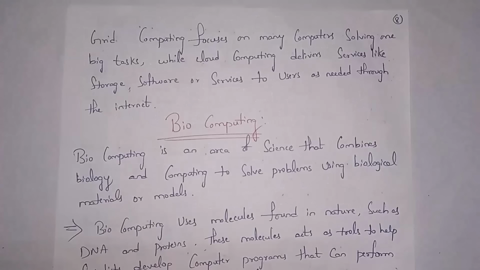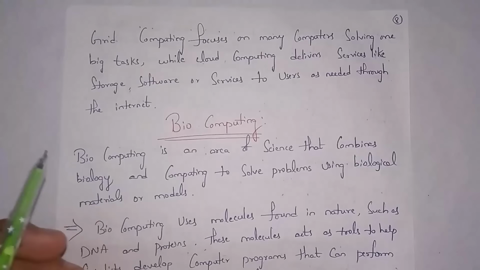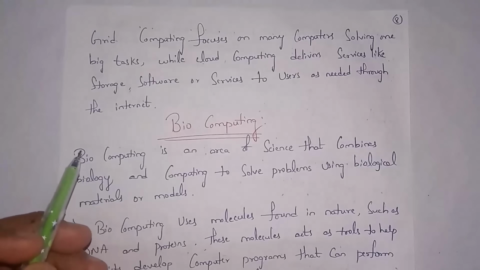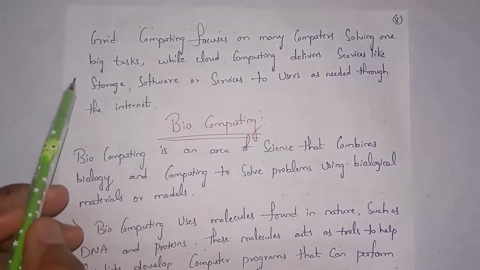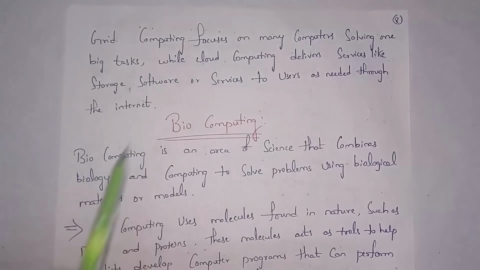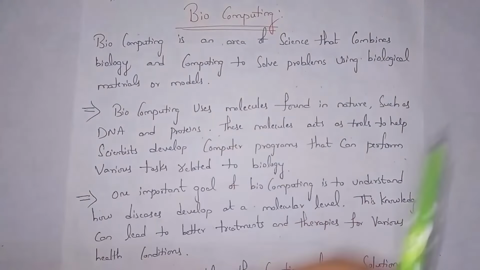Guys, grid computing and cloud computing, both are different. In grid computing, multiple computers will solve one big task. And whereas cloud computing delivers services like storage, software, hardware, servers, etc. to users by using internet. Next I will explain what is biocomputing.